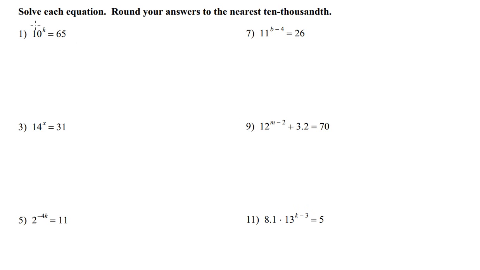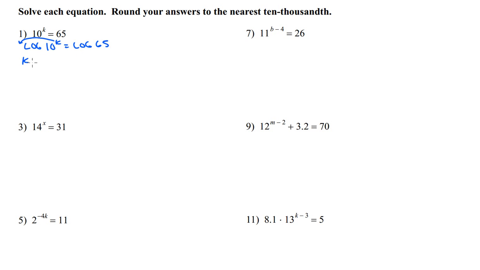Okay, this one here, solve each equation. Whenever we see an exponent that's a variable, we want to do log of both sides. So we do log 10 to the k equals log 65. Whenever we take the log of both sides, whatever this exponent is can come out front.